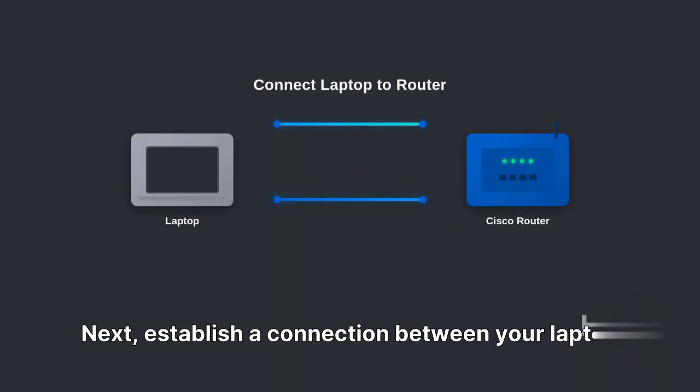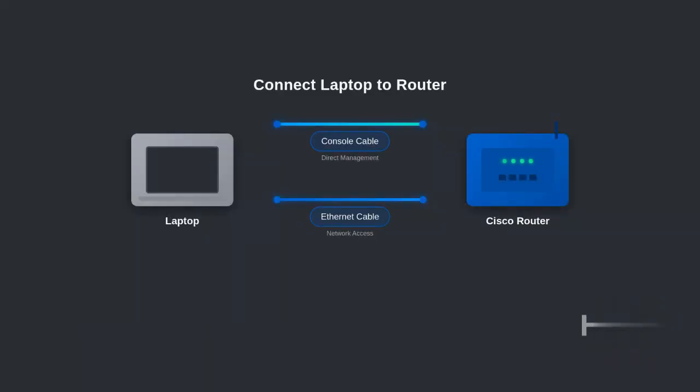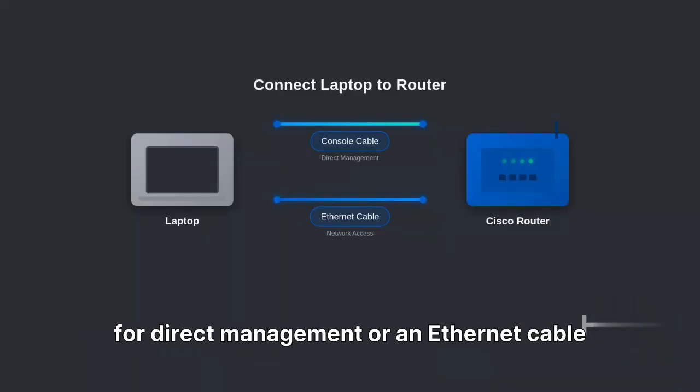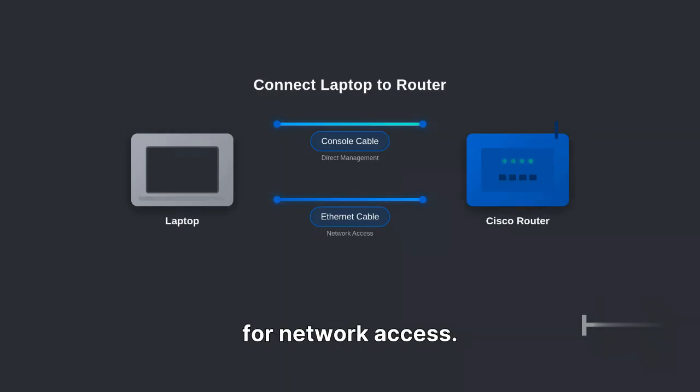Next, establish a connection between your laptop and the router. You can use either a console cable for direct management or an Ethernet cable for network access.